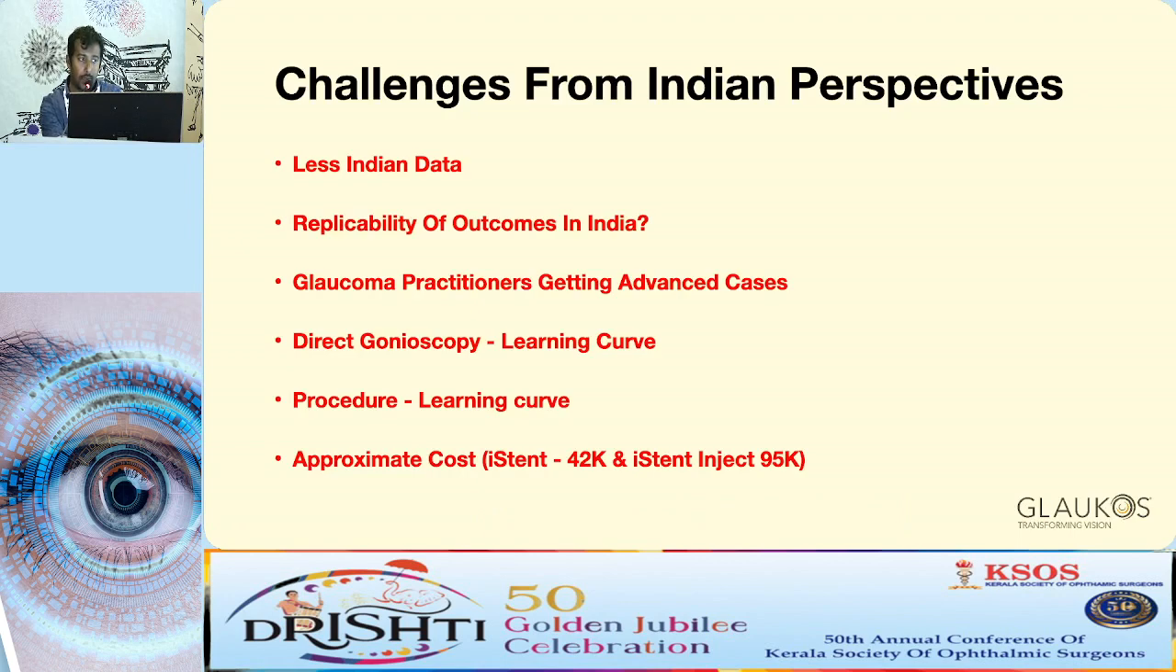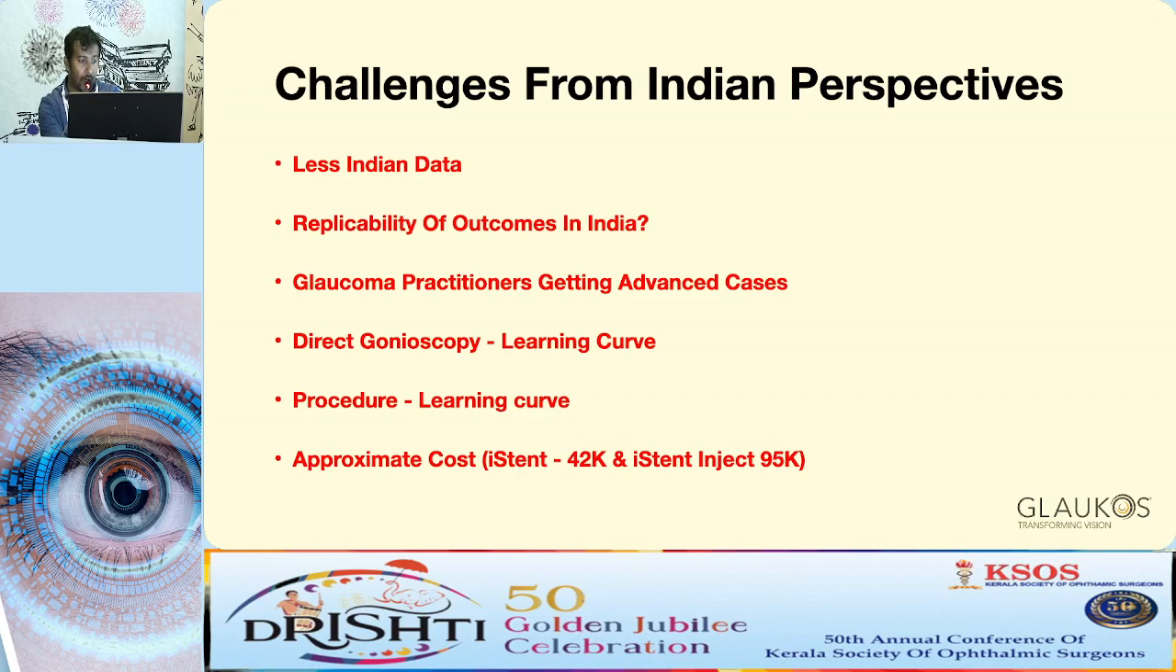So in the Indian perspective, there is less data from Indian studies and the replicability of outcomes in India, compared to Japan, the US and other places where MIGS is more common and is being studied. So we have to be aware of that. And most glaucoma practitioners here, we get advanced cases, whereas the mild and moderate cases may be on medications for a long time. So this is more suitable for mild and moderate cases.